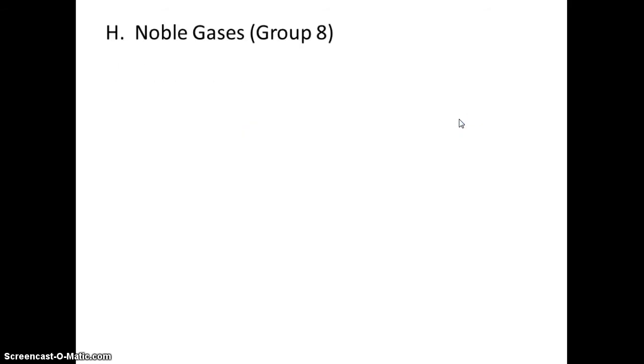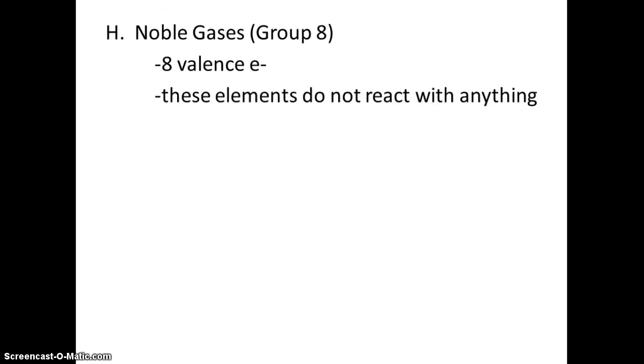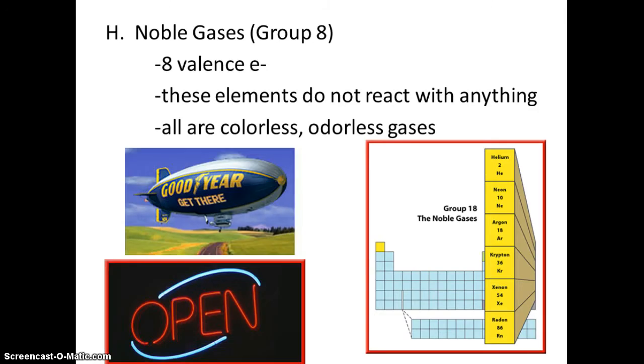And then last we have noble gases, which is group 8. It has 8 valence electrons, and these elements do not react with anything. And they are all colorless, odorless gases. We've got helium, which is in the blimp, and I'll show you a video about that tomorrow. Most people think of these as neon signs. They don't have to be neon signs. Neon is actually like the orangey color. Every single kind of gas, when you put an electric current through it, can emit color, and so it just depends on which gas you have.